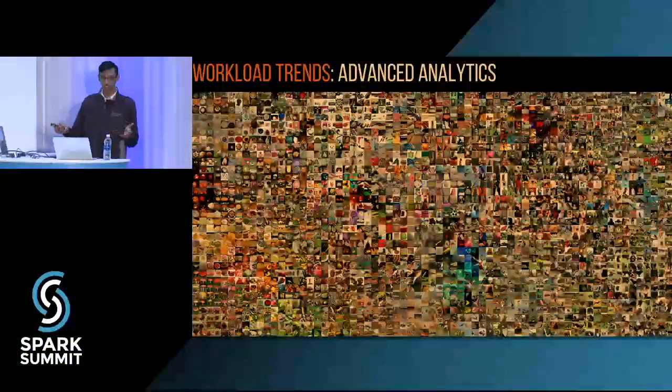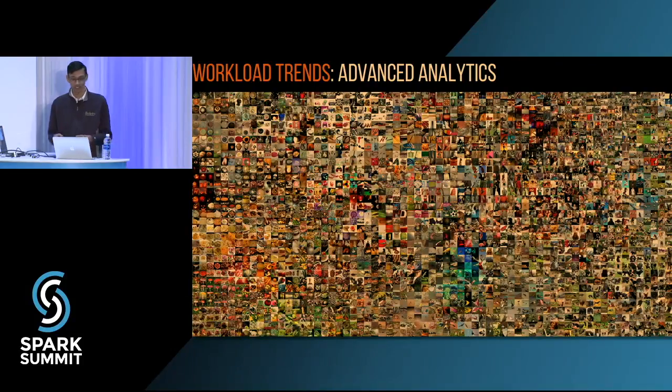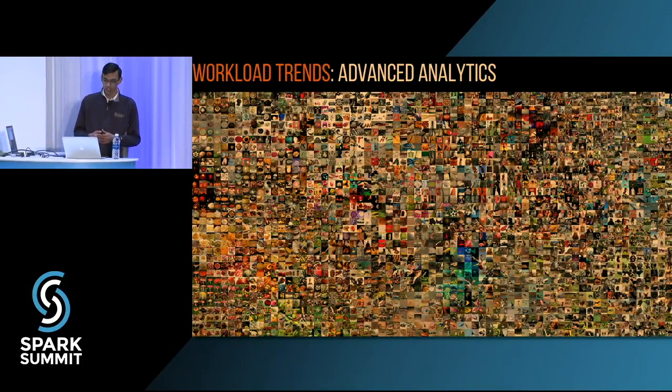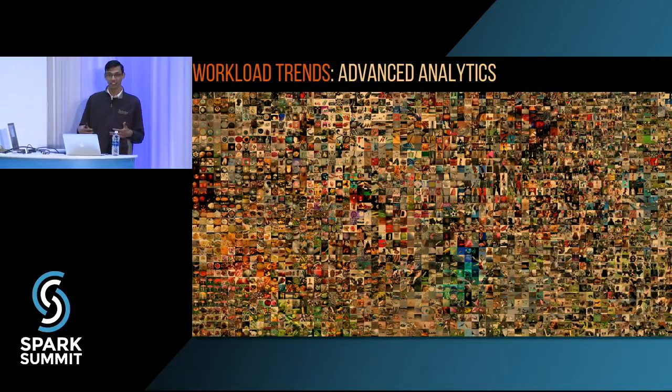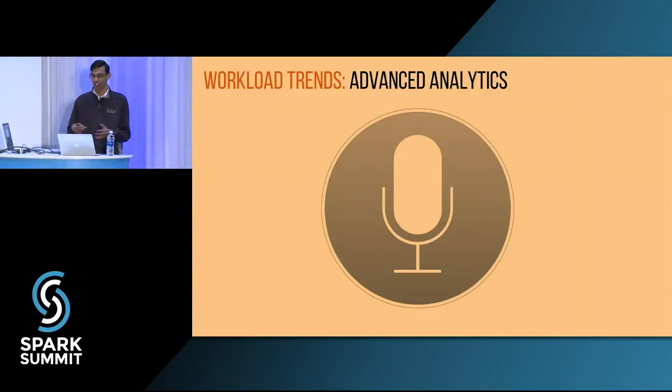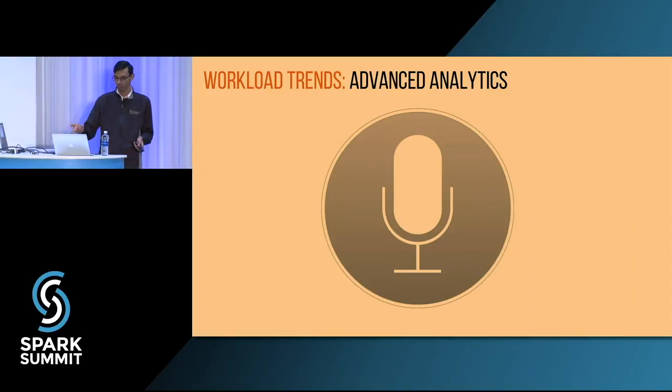The motivation for this work basically came from analyzing a number of workload trends and talking to a number of users at places like the Spark Summit about what kind of workloads they are running in the cloud. One of the recent trends that many of you would be aware of is the widespread adoption of large-scale machine learning workloads to do, for example, image classification, where we build models to detect cats in pictures. But these machine learning models are also used for other things like speech recognition on your phone.